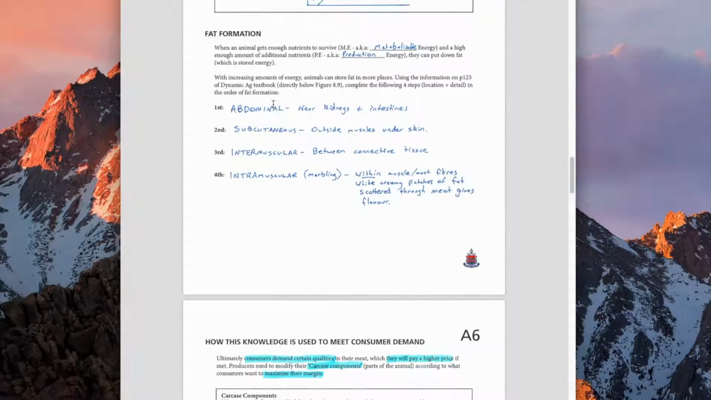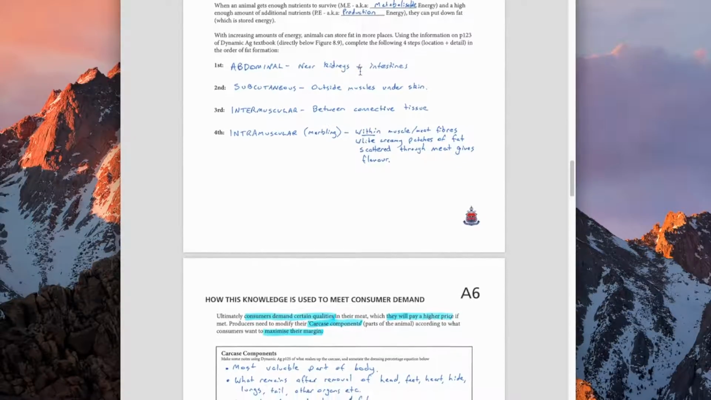Okay, so when an animal gets enough nutrients to survive, ME, this actually should say maintenance energy. I wrote the wrong thing there. It should be maintenance energy, ME, and a high enough amount of additional nutrients, PE or production energy, which I just said before, they can put down fat, which is stored energy. And so with increasing amounts of energy as an animal gets older, it can start to put down fat.